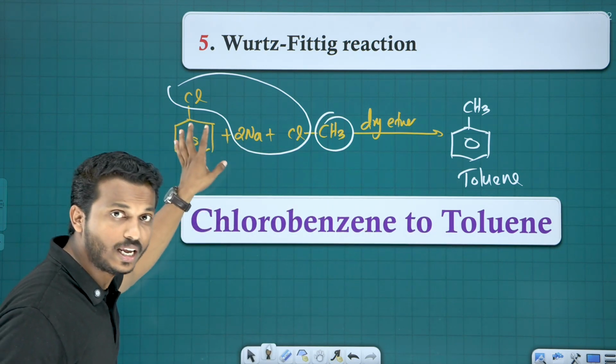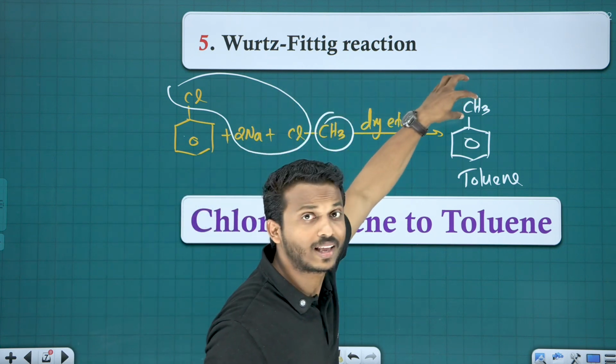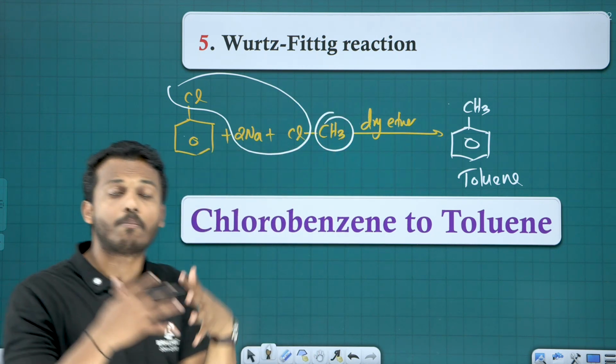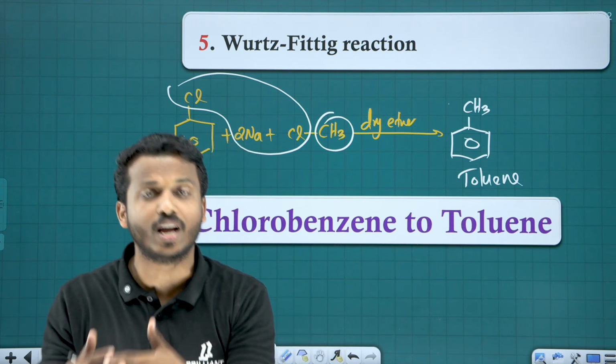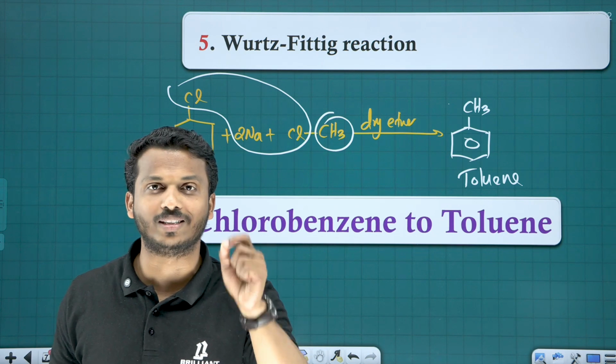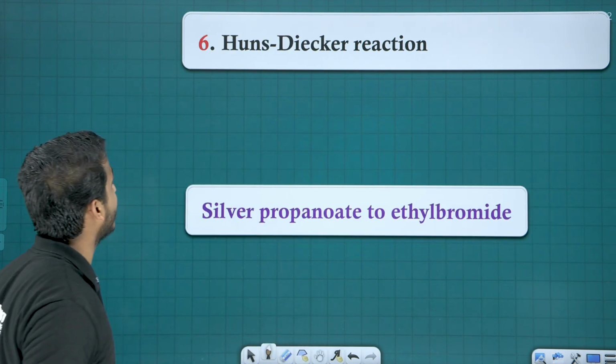Chlorobenzene is a haloarene, to which if you want to bring an alkyl group, you use a haloalkane. Haloalkane and haloarene combined with sodium in dry ether, you will get an alkyl group on the aryl ring. That's called what? Wurtz-Fittig reaction. Okay, let's go for the next question, dear all.